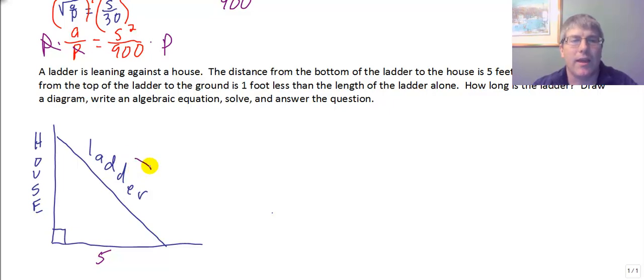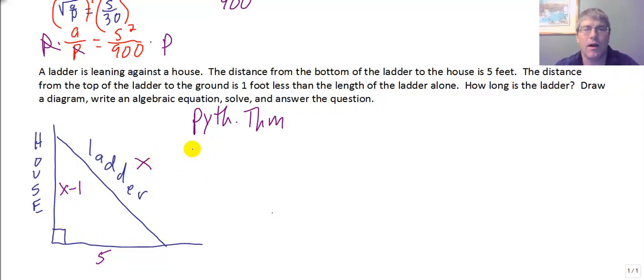So the ladder in this case is our x. That's our unknown, and the length from the top of the ladder to the ground is 1 foot less than the length of the ladder alone. So that dimension would be x minus 1. We have a right triangle here. We have one variable. We can use the Pythagorean Theorem to help solve our answer. Of course, our Pythagorean Theorem says leg squared plus leg squared equals hypotenuse squared. So 5 squared plus (x minus 1) quantity squared equals x squared. A squared plus b squared equals c squared.